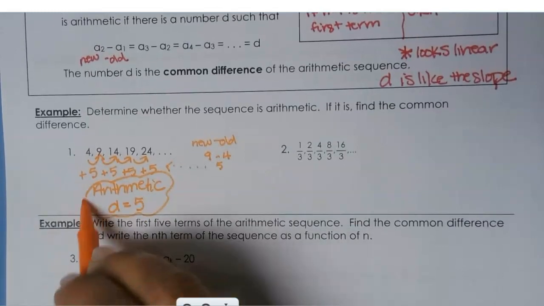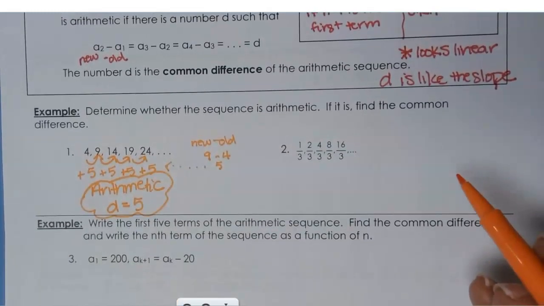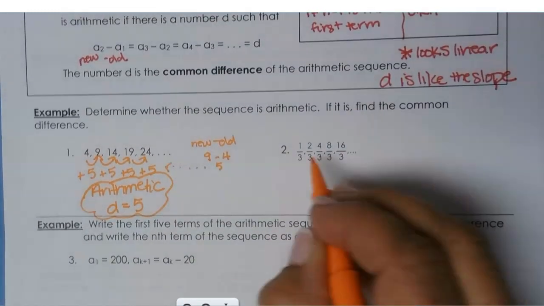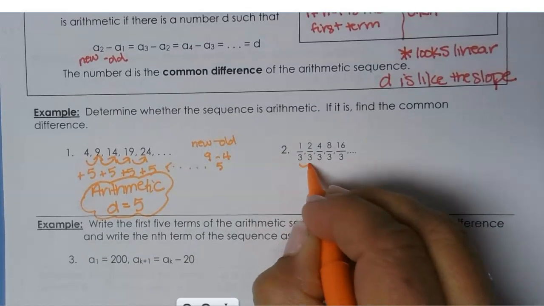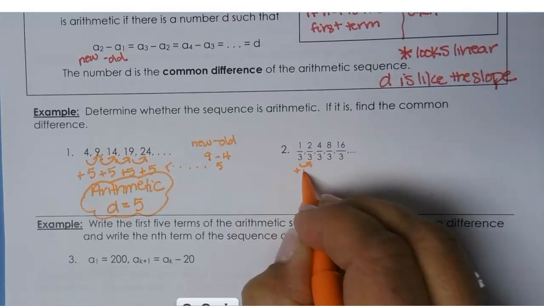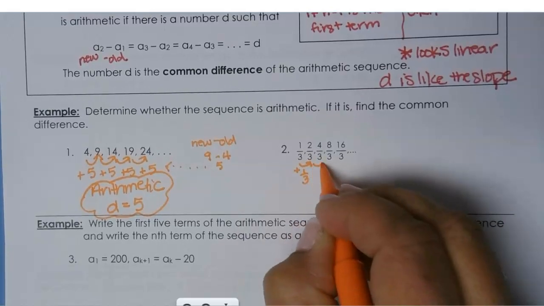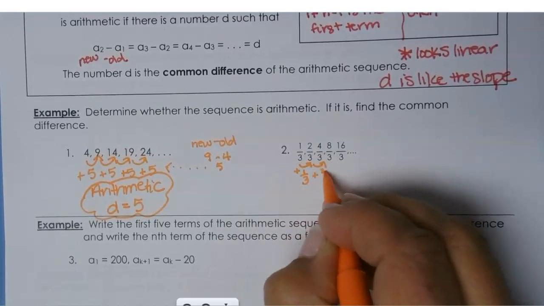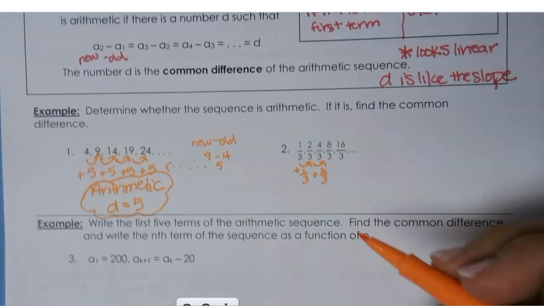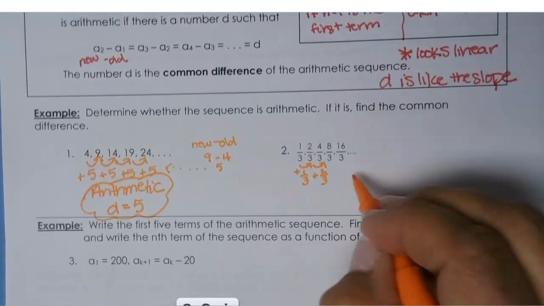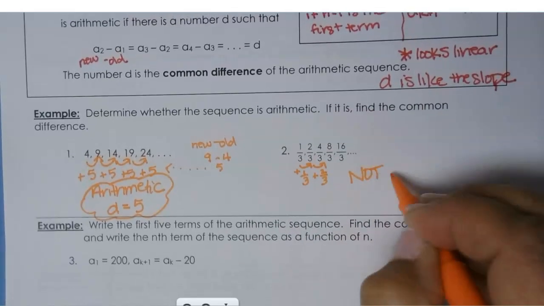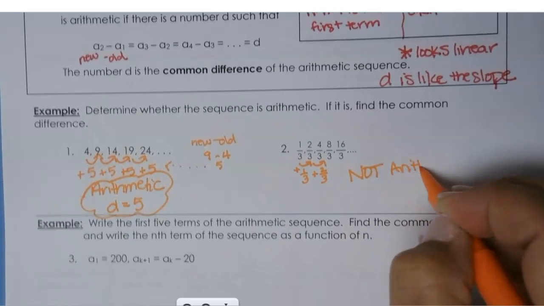We'll write rules for them in a bit, but now we're just identifying if things are arithmetic or not. So now let's look here. 1/3 to 2/3, we're adding 1/3. 2/3 to 4/3, we're adding 2/3. I'm not going to go any further. This is not the same, so this is not arithmetic.